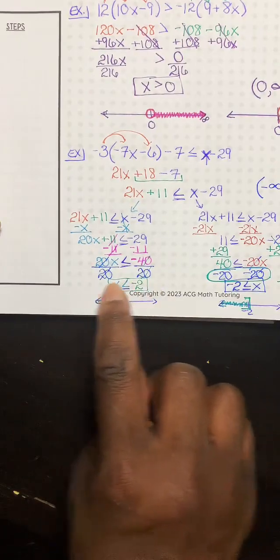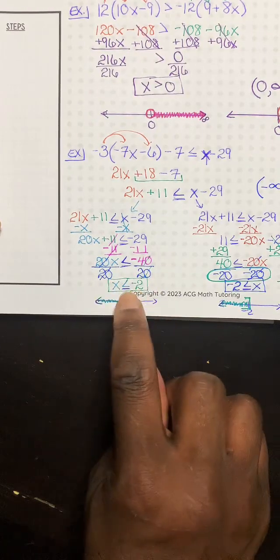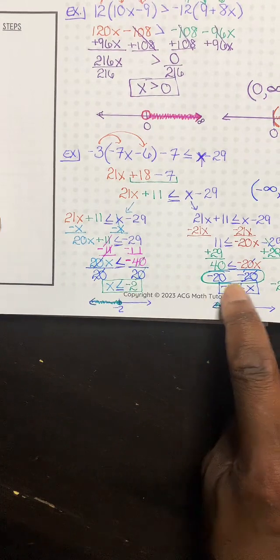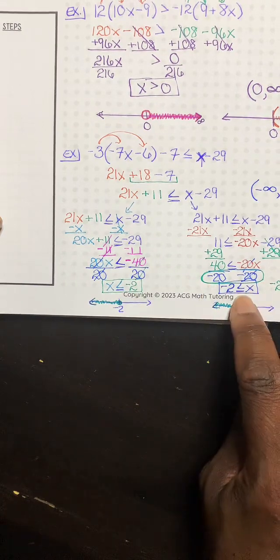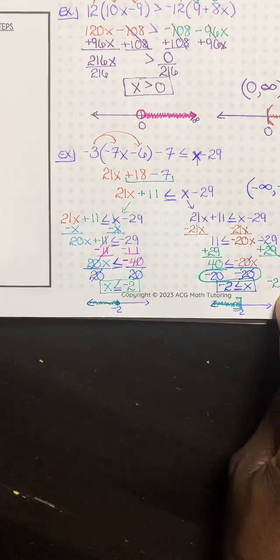Okay, that's all we did. Since we divided by a positive number, the inequality stayed the same. But over here, we divided by a negative number, so we had to flip that inequality sign.